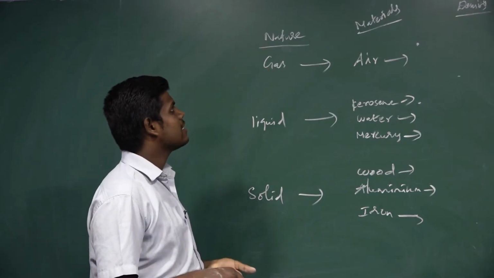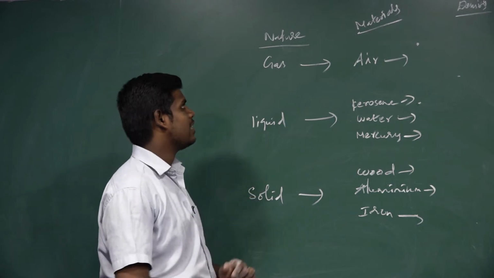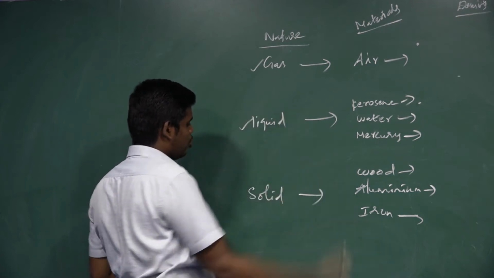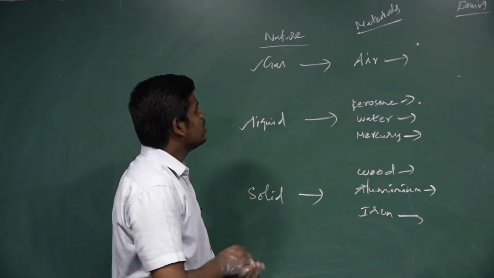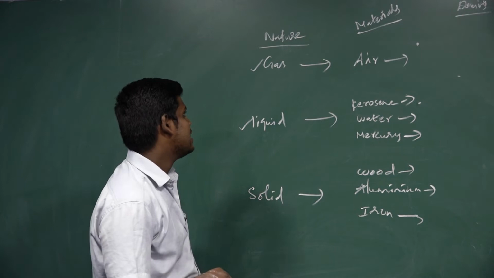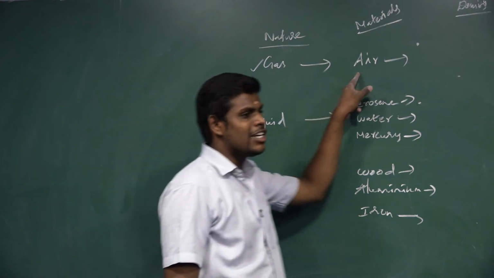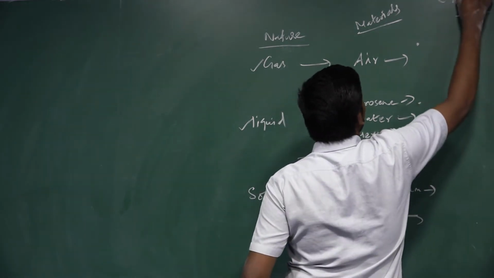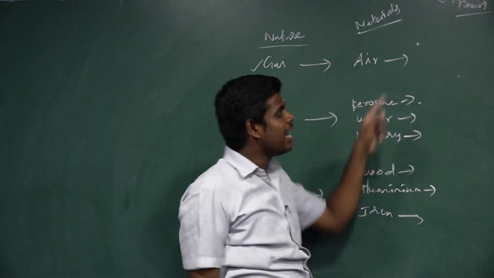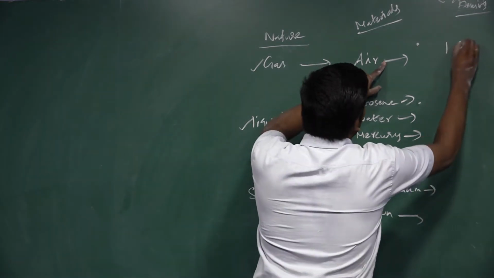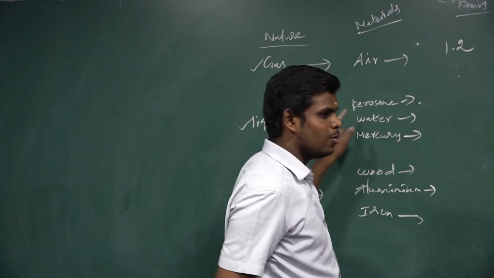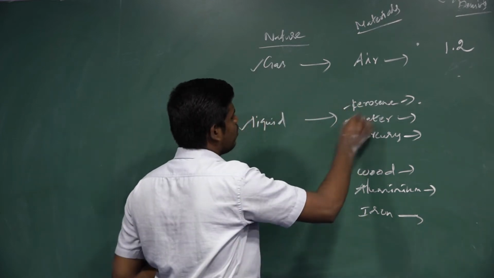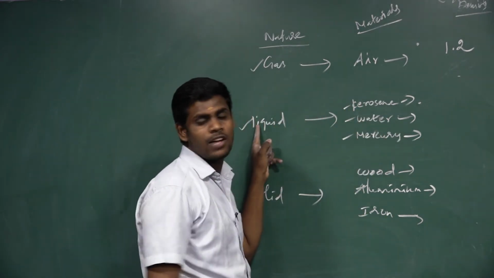Density of some common substances at room temperature. We have three states of materials: one is a gas, another is a liquid, and the next is a solid. In gas, what is the density of air? We say kilogram per meter cube. Air is 1.2 kilogram per meter cube. Next, liquid. What are the examples of liquid? Kerosene, water, mercury. These are the best examples of liquid.